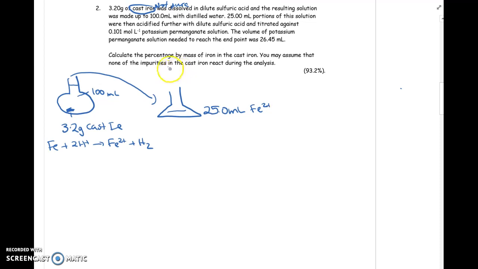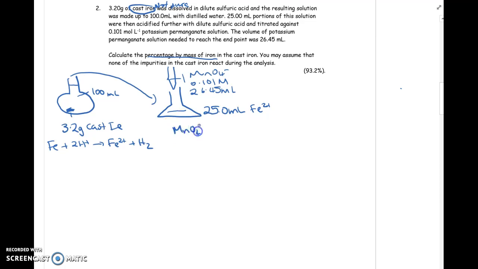And we're titrated against acidified potassium permanganate, which is 0.101 molar, and we need 26.45 ml. It tells us to determine the percentage by mass of iron in the cast iron. Now the first thing we're going to have to do is have an equation. So go to your data sheet and pick out the permanganate equation.